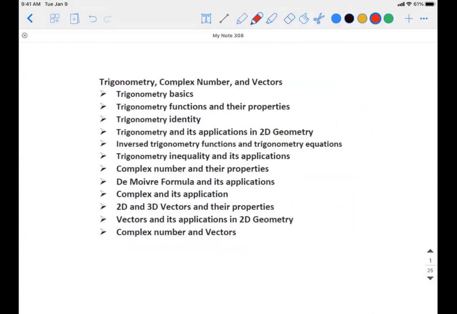We're going to use 10 lectures to cover all those concepts under the big umbrella of trigonometry, complex numbers, and vectors. We're going to get started with some trigonometry basics, some basic introductions. I'm pretty sure you're already experts, right? Then we're going to go to trigonometric functions and problems, and also some properties of these functions. Then we're going to spend most of our time on trigonometric identities, which is a very important part.